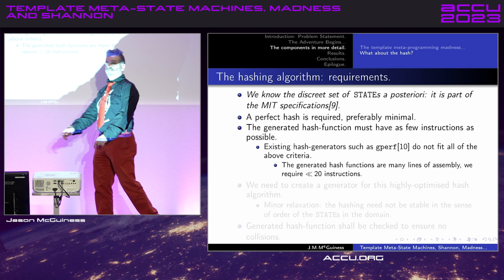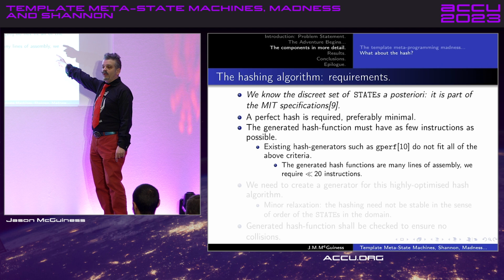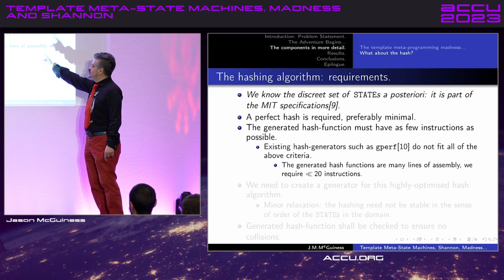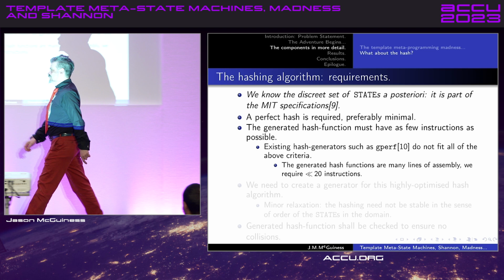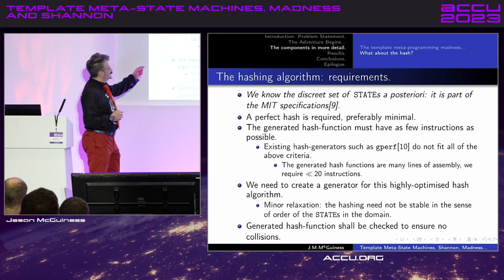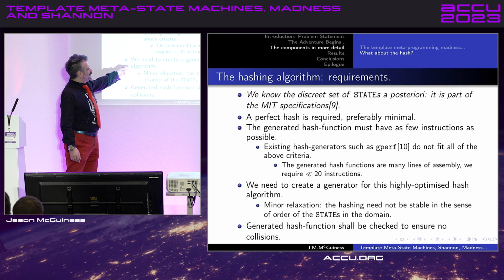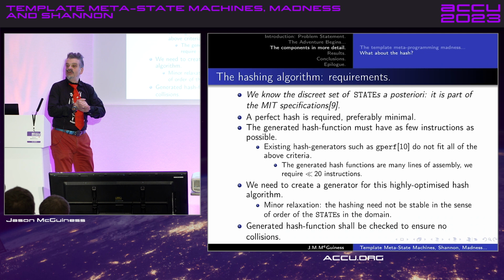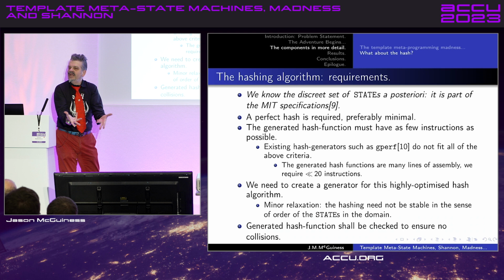Existing hash generators, why don't I use them? Why don't I use GPERF? The problem is they're very general. They use a lot more than 20 instructions. Bust. Highly optimized. Micro-optimisers, yum. So we want to create a generator that's highly optimized. So we've got some kind of executable that's going to generate, instantiate a hash function for us.